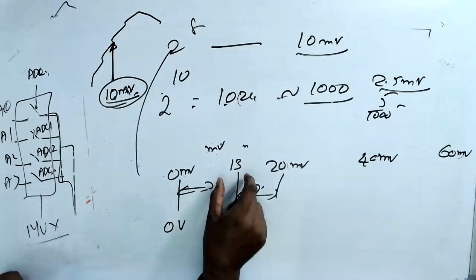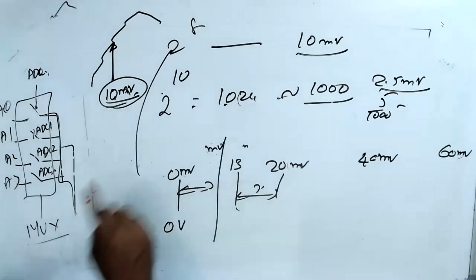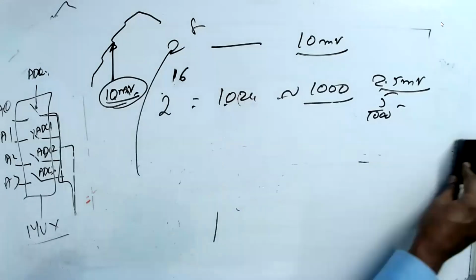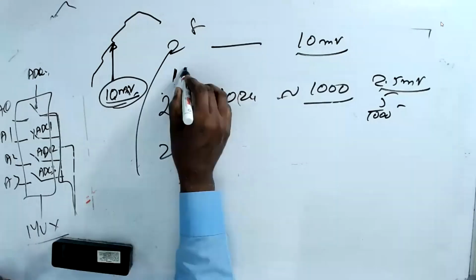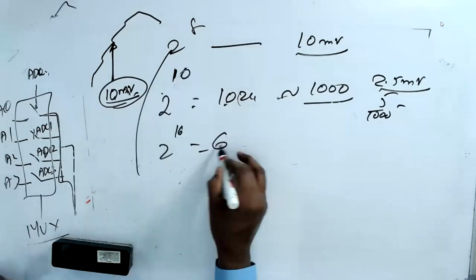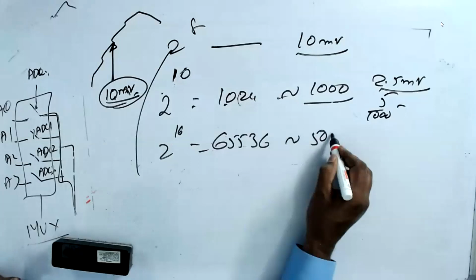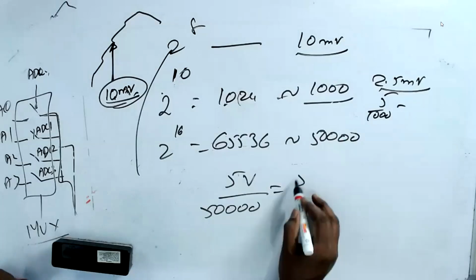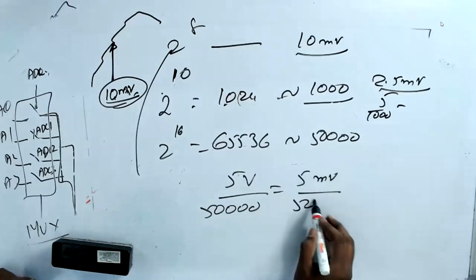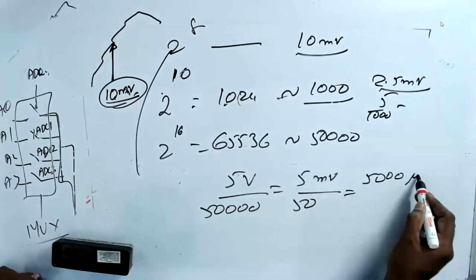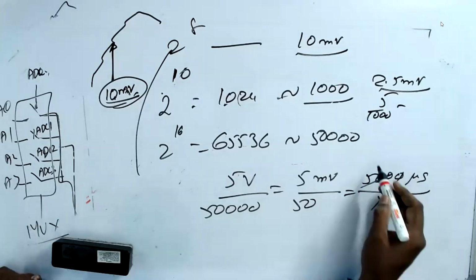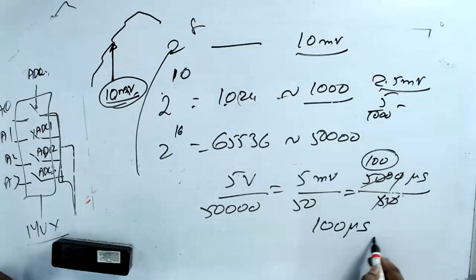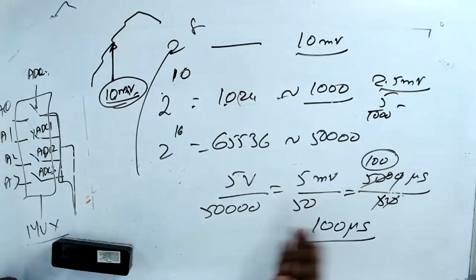When I take 16 bit, understand one thing: 2 power 16 is 65,536. Let us approximate to 50,000, easy to remember. So 5 volt divided by 50,000 is equal to 5 millivolt divided by 50, which is 100 microvolt. That means the error will become only 50 microvolt.